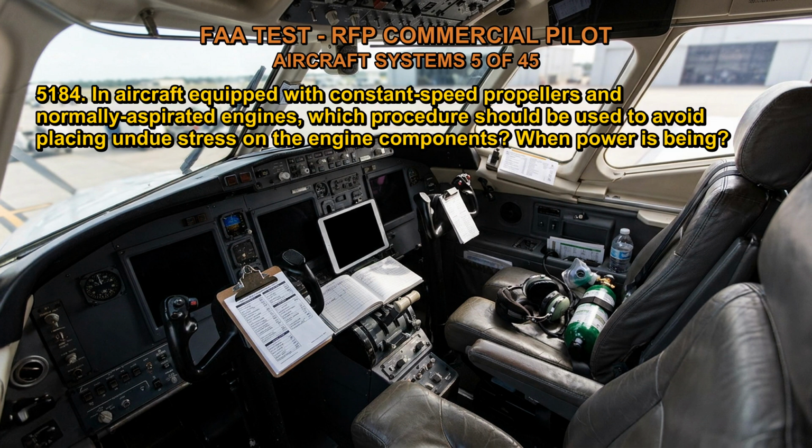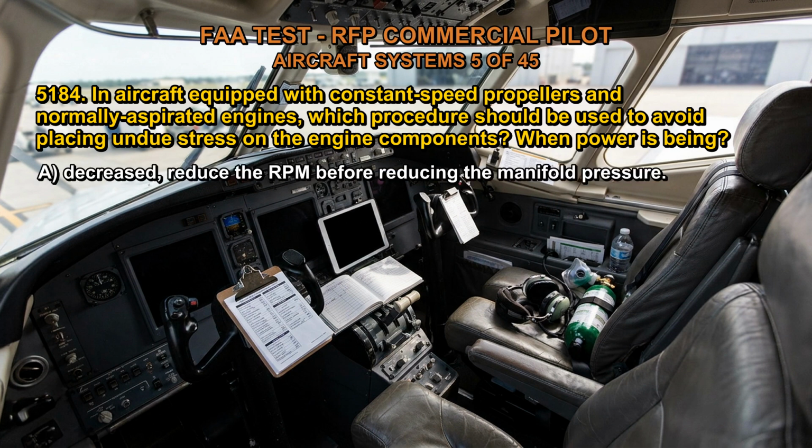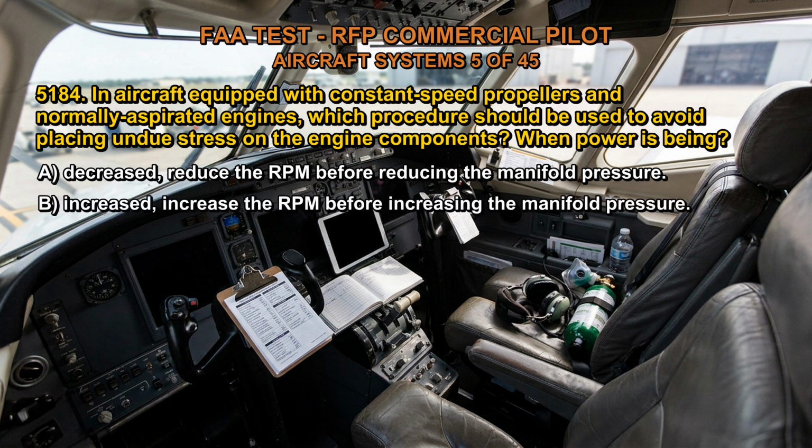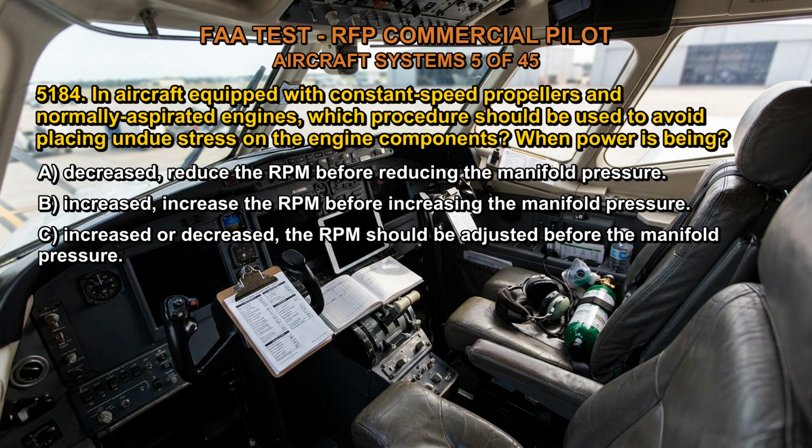Q5184. In aircraft equipped with constant speed propellers and normally aspirated engines, which procedure should be used to avoid placing undue stress on the engine components? When power is being A. Decreased, reduce the RPM before reducing the manifold pressure. B. Increased, increase the RPM before increasing the manifold pressure. C. Increased or decreased, the RPM should be adjusted before the manifold pressure. The correct answer is B.